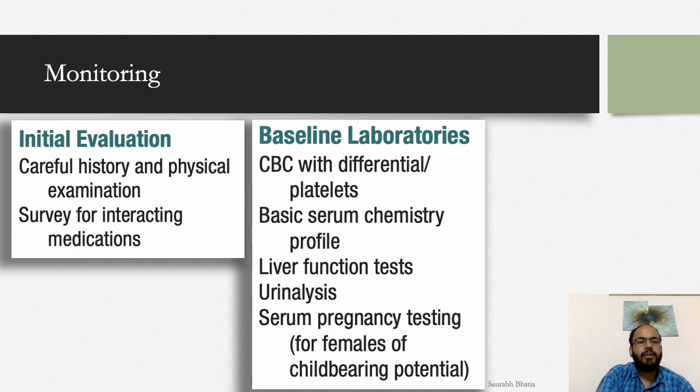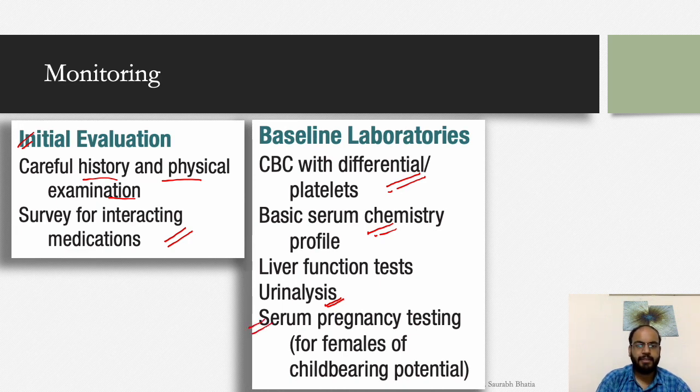Now, monitoring. On initial evaluation, a careful history and physical examination is a must. Survey for any other drugs that the patient might be taking which may impact cyclophosphamide metabolism. CBC with differential cell count and platelet count is important. Basic serum chemistry profile like LFTs and KFTs are important. Urine analysis to look for any bladder abnormalities or urine abnormalities before starting treatment.